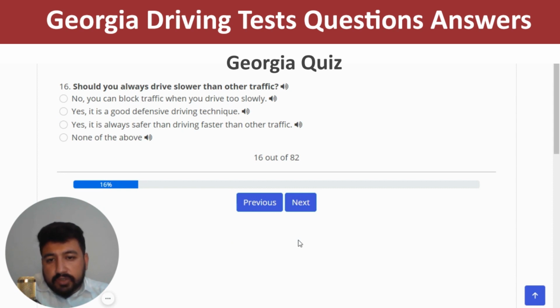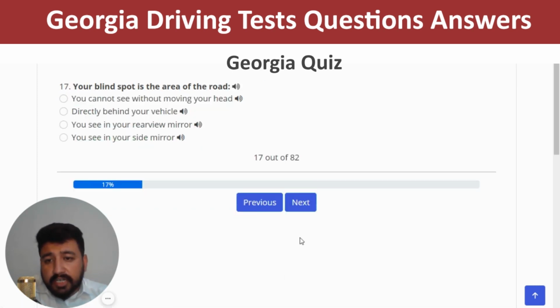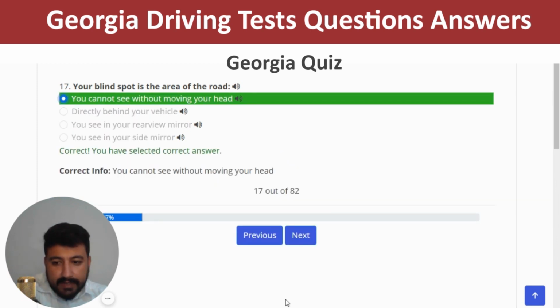Should you always drive slower than other traffic? The right answer is no. You can block traffic when you drive too slowly. So first option, correct, and next. Your blind spot is the area of the road. The right answer of 17th question is you cannot see without moving your head. So first one again and next.